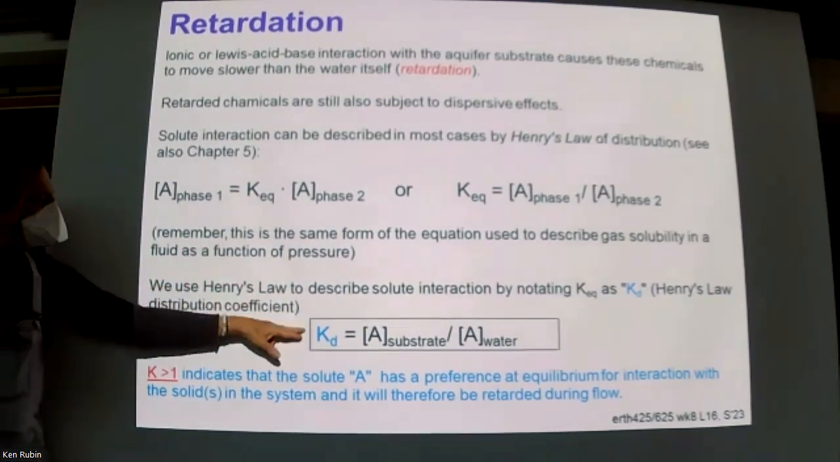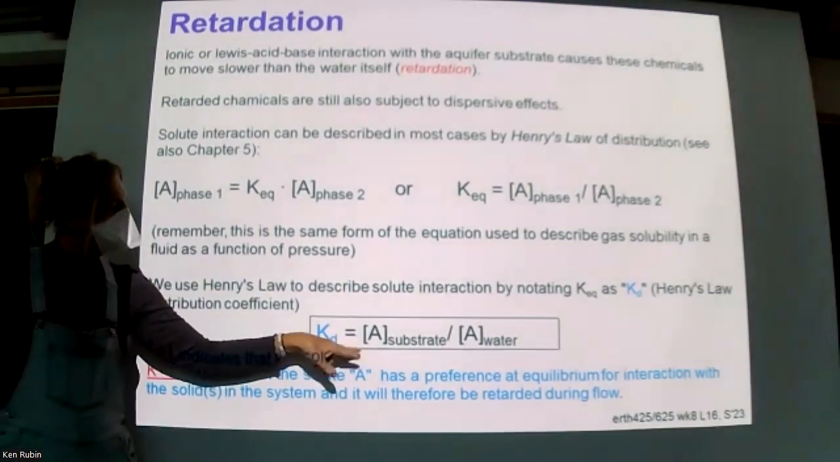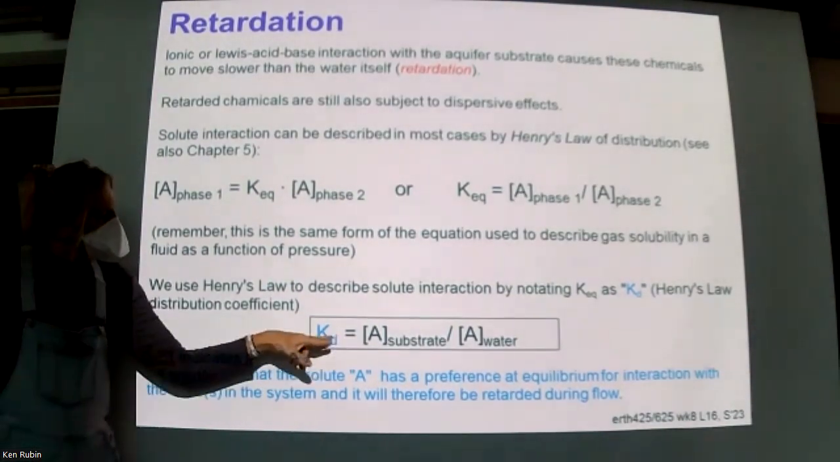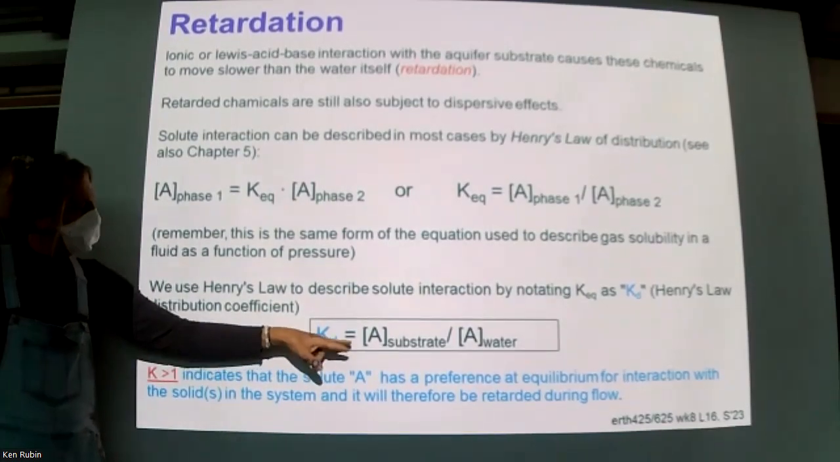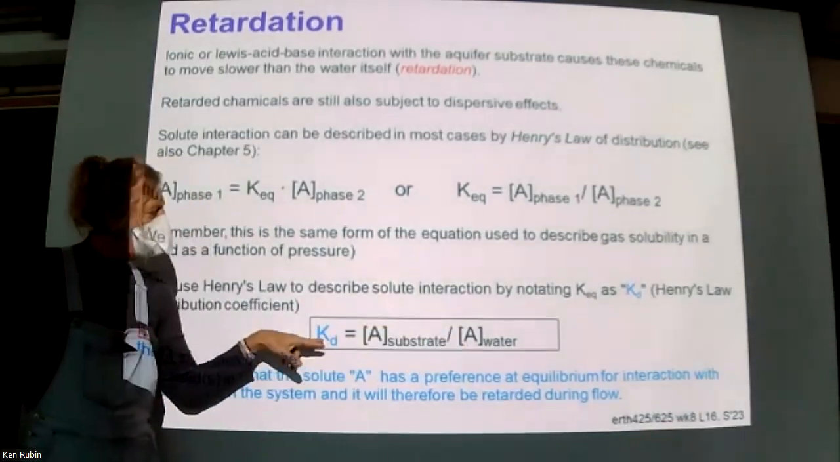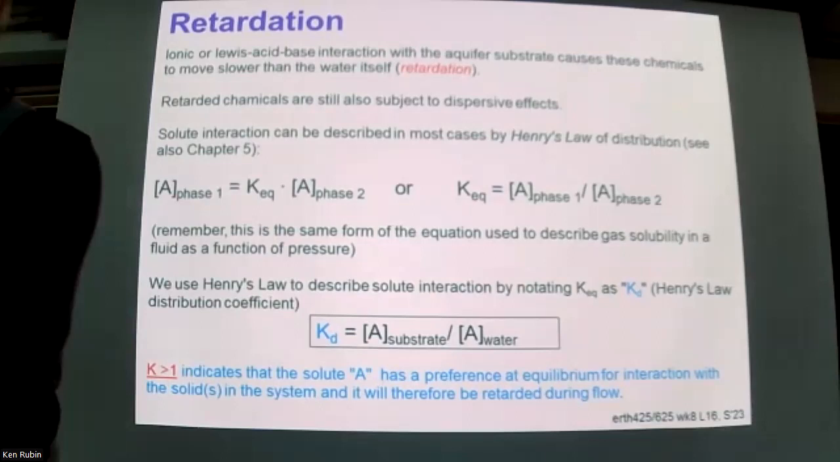But this is something that we call a distribution coefficient that tells us the relative amount of stuff that's stuck between substrate and water. And it's usually written this way so that when this value of Kd, the equilibrium of distribution, is high, we've got a lot of stuff stuck to the substrate and a little bit in the water. And when this value is low, it's mostly in the water, not on the substrate.